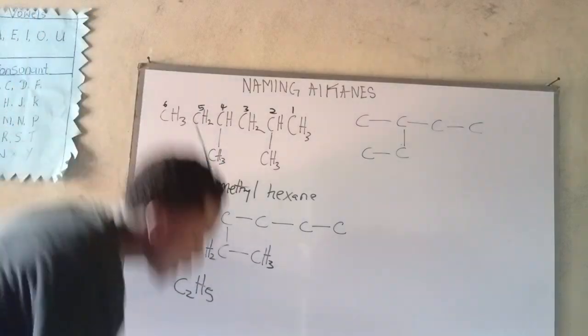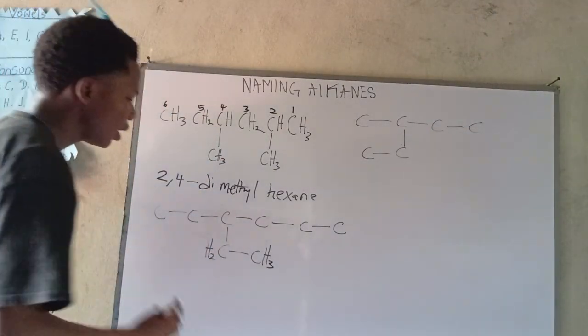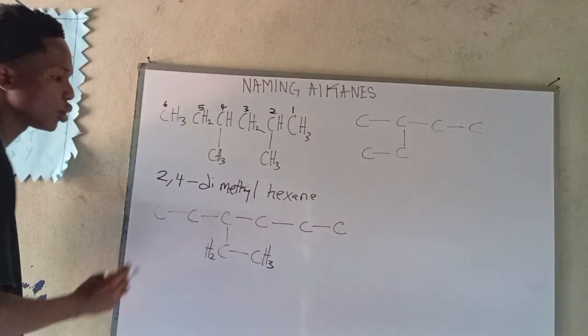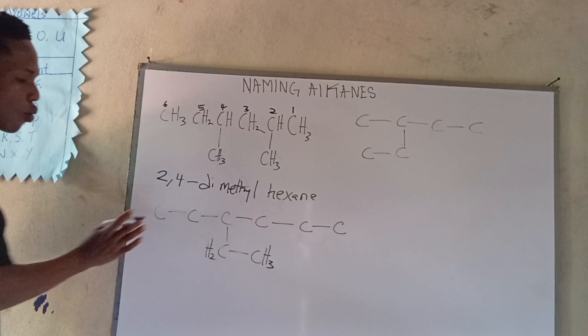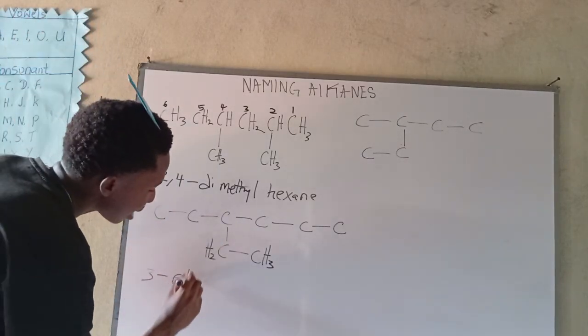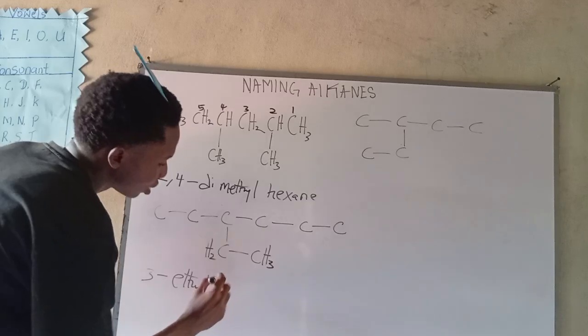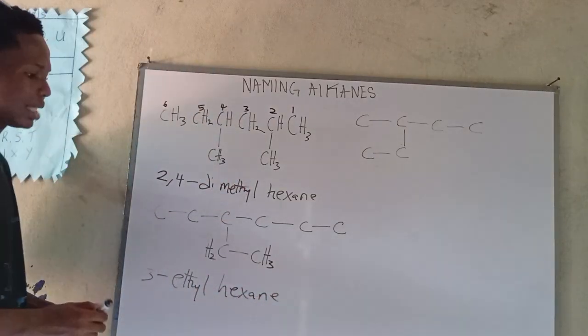So now we know that this is ethyl. If we know this is ethyl, it's very simple. We just have to count from the closest. Here we count 1, 2, 3, 4. No, it's too long. 1, 2, 3. So we use 3-ethyl hexane. Okay? It's as simple as that.